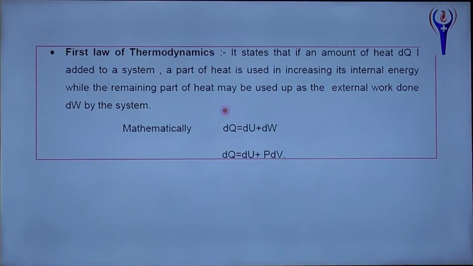What is that first law? Heat energy given to the system is not entirely converted to work. Some amount of heat energy is used to increase the internal energy of the system, which may be an increase in temperature. Then dq is the energy given to the system, du is the increase in the internal energy of the system, and dw is the work done.